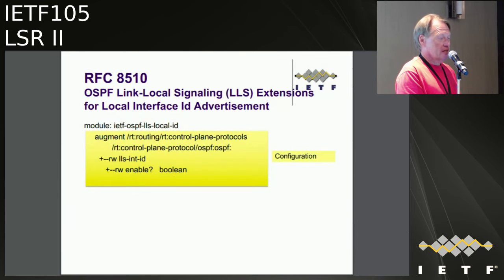And finally, this link local signaling, we just have it enabling it in configuration right now of the local interface ID. And that's available elsewhere in the model, so we don't have to add a separate augmentation. Actually, it's in the link local signaling. Well, we have the link state database. We don't have the packet formats in operational state, so it doesn't impact. So all we need is the configuration for this one.